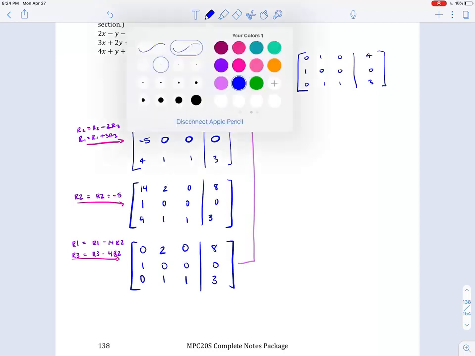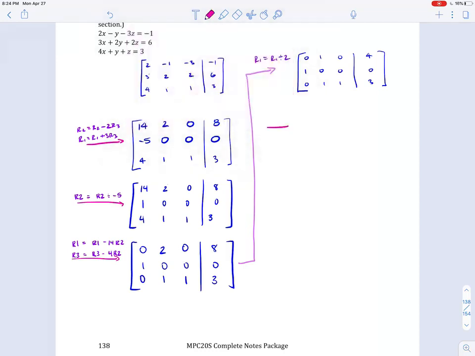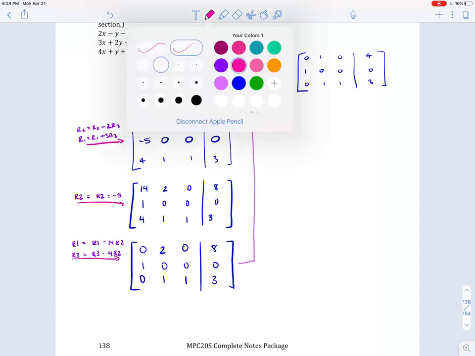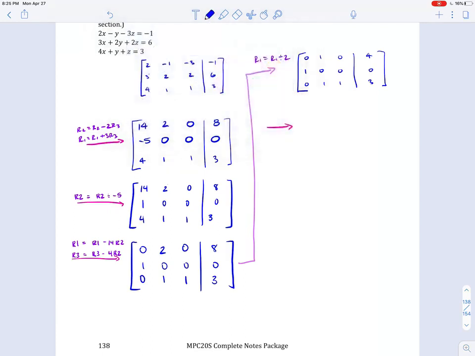0 divided by 2 is that. 2 divided by 2 is that. 0 divided by 2. And 8 divided by 2. Oh, we're so close. What am I doing with my life? Selecting this pink so we can go to my next step.